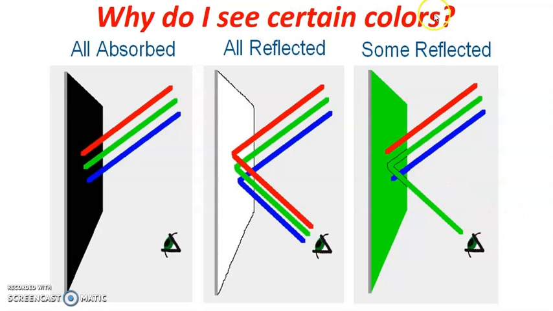So why do you see certain colors then? Black is the absence of color, right? It happens to be one of my favorite colors, but in fact, it's not really a color. It represents nothing. So if you see black, that means no colors are being reflected back to your eye, and you see nothing. It's just an empty void.